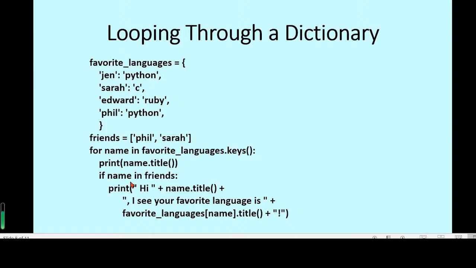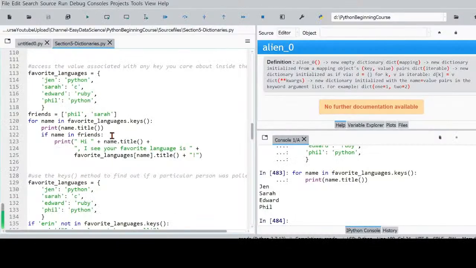Next, we write an if conditional test. So if this name is in friends, this list. So if one of these keys is in this list, then we will print another message: hi, the name's title form, and a message, I see your favorite language is, the favorite language's value, in title form. So we show this.